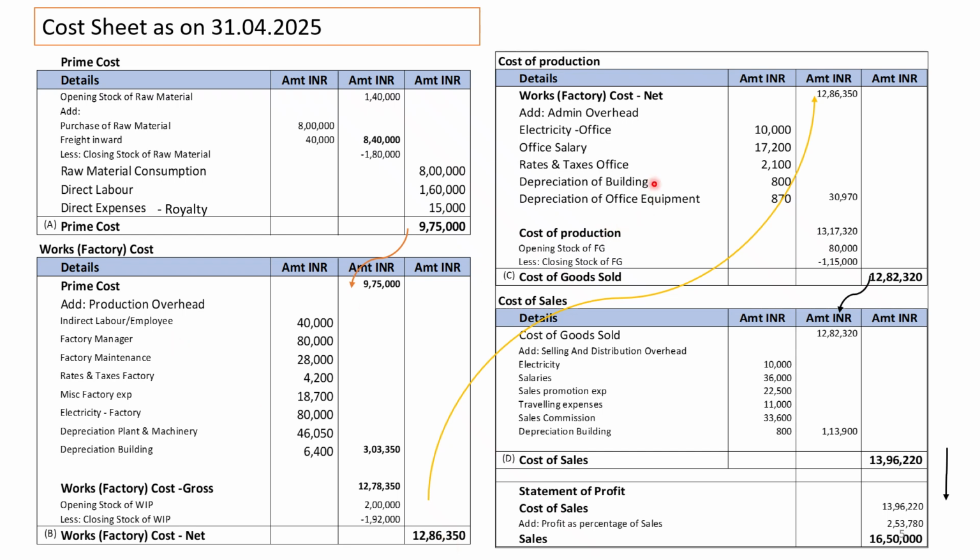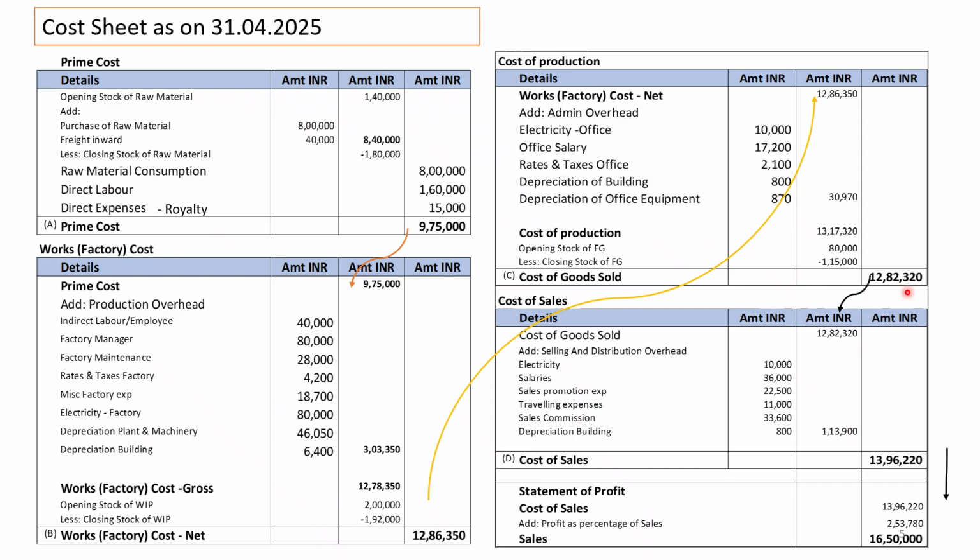To this factory cost, here we are calculating the cost of production. That is, to the factory cost, if we add administrative overheads like electricity, office salary, rates and taxes, depreciation of the office building, depreciation of the office equipment, these are all admin overheads. Then you will get the cost of production. Then to the cost of production, if you add opening value of finished goods, deduct closing value of the finished goods, you will get cost of goods sold.